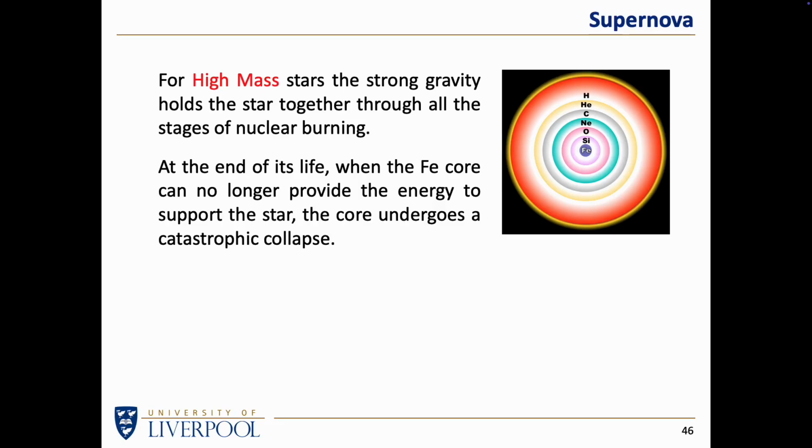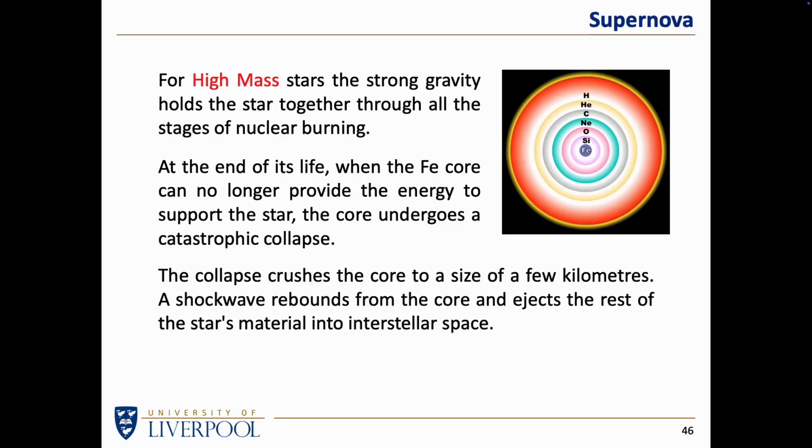When you reach the point where iron can no longer generate radiation, because it can't fuse, to push out and balance the huge gravity that's pulling in on these very high mass stars, then the core undergoes a catastrophic collapse. And it can be very, very fast when it actually happens. The core collapse supernova can occur in a matter of seconds when the core basically is no longer able to support the rest of the star.